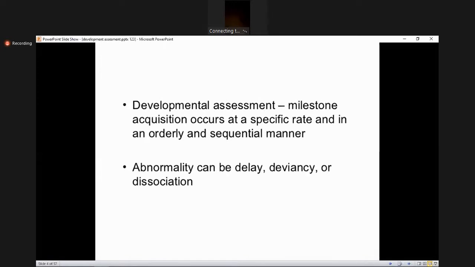So there can be some abnormality also. Abnormality may be delay. The child may have deviancy or maybe dissociation. We will discuss these things in the next slides.